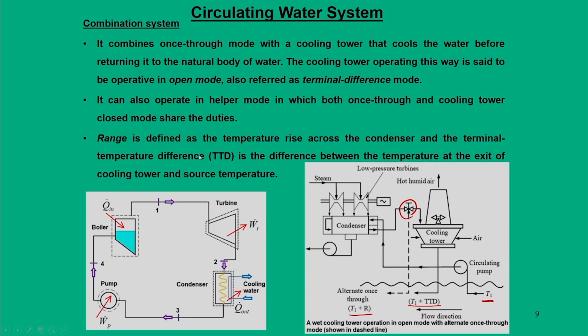So, TTD is a very vital term. It is the difference between the exit temperature of the tower and the source temperature at which it enters. And there is another term called range. Range is defined as the temperature rise across this condenser. We will discuss more details when you come back later in our analysis of wet cooling tower.